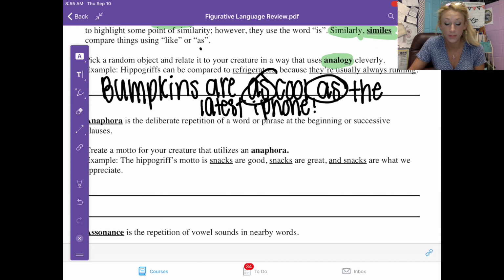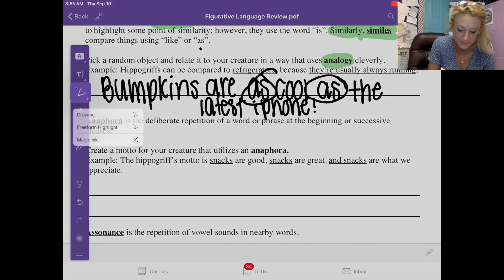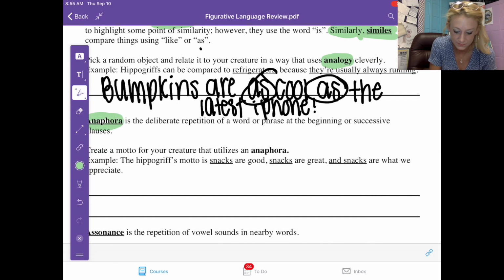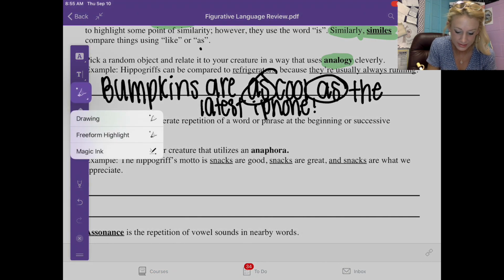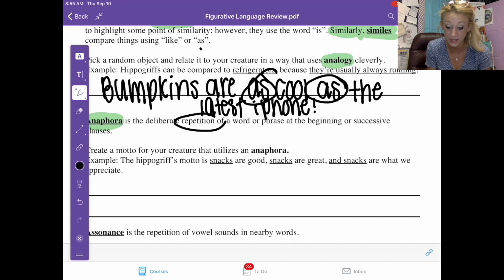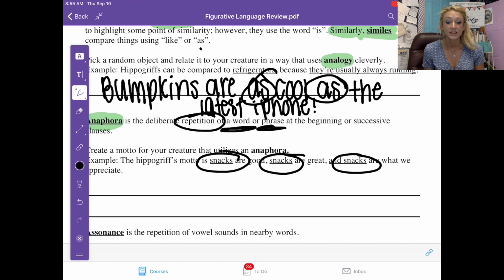Okay, we're going to do one more here together. At the bell, Mr. Tate's second period class should report to room 202. And that's going to be an anaphora. Mr. Tate's second period class report to room 202. An anaphora is going to be the repetition of a word or phrase. Snack, snack, snacks. So when you have the same word repeated throughout a sentence or a phrase, it's called an anaphora.